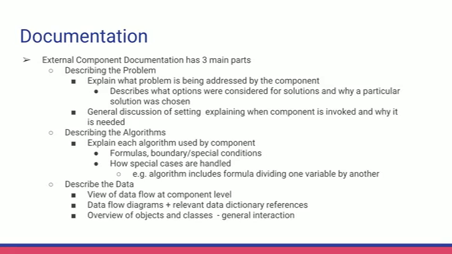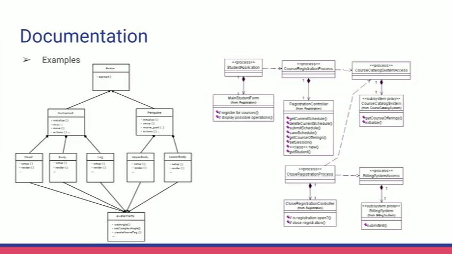And then finally, describing the data. You want to provide a view of the data flow at a component level with data flow diagrams and data dictionary references. And if you're using classes, you can also have an overview of class and object relationships. Here are two examples of that. On the left, we have a class hierarchy diagram. And on the right, we have a system component view of a student login, registration, and billing system.